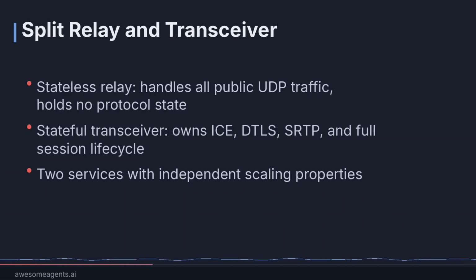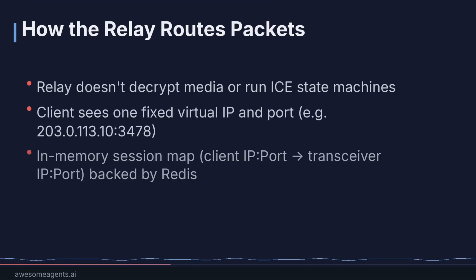So what did they build instead? Two separate services: a stateless relay that handles all the public UDP traffic, and a stateful transceiver that owns the actual session. Walk me through the relay, because I think that's where the interesting design is. The relay just forwards packets. It doesn't decrypt anything, doesn't run protocol state. The client sees one fixed IP and port. The relay reads just enough of the first packet to know where to send it.